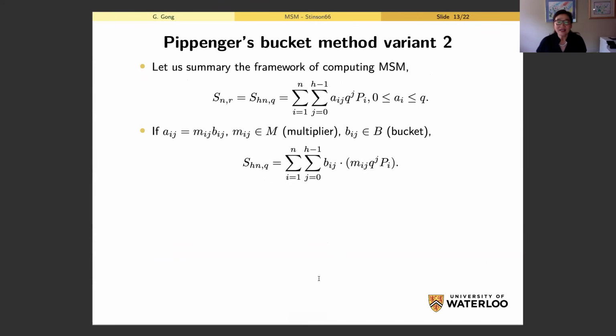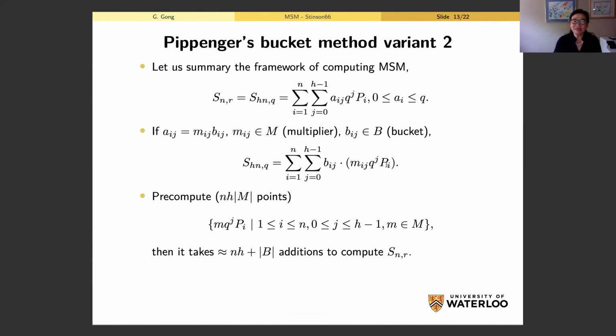Then, if you properly choose the bucket, you could further reduce. For example, we divide the bucket into two different things. One we call the multiplier side, and the other we still keep the name bucket. So if we can write a_ij as the product of one element from the multiplier side and another element from the bucket set, then our sum can be rewritten in this form.